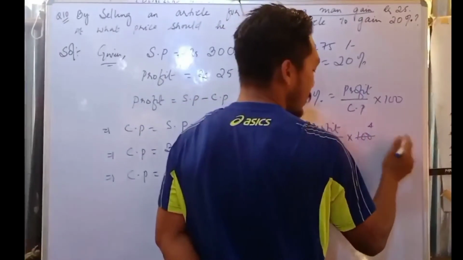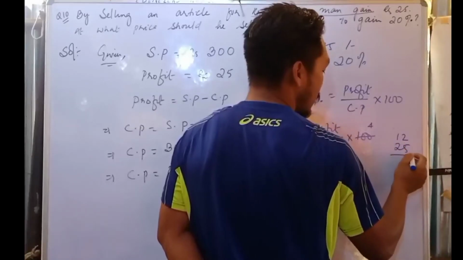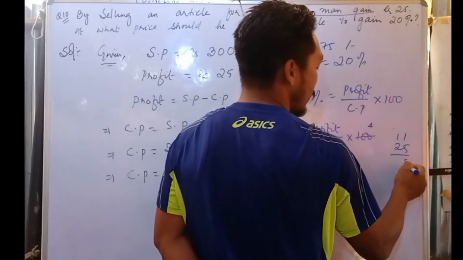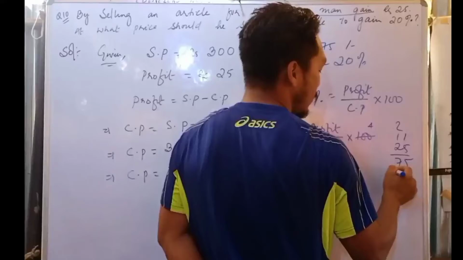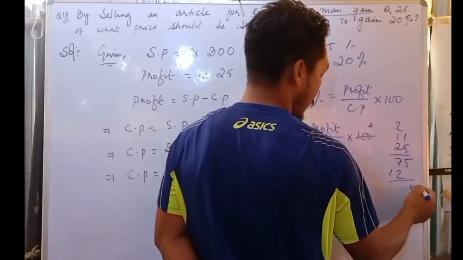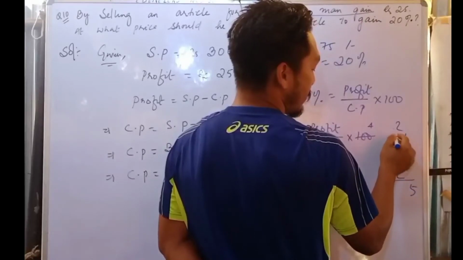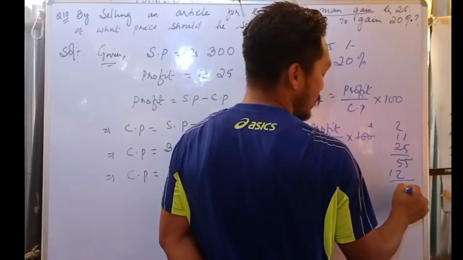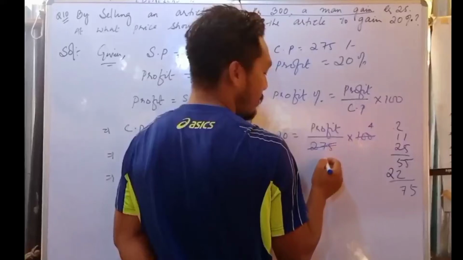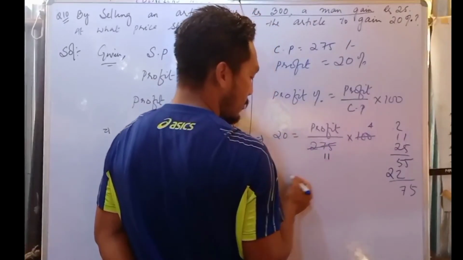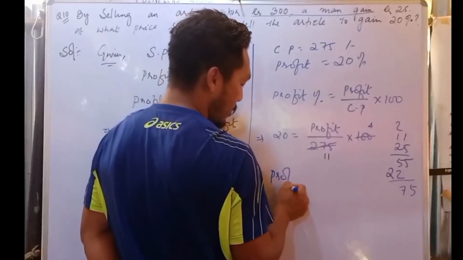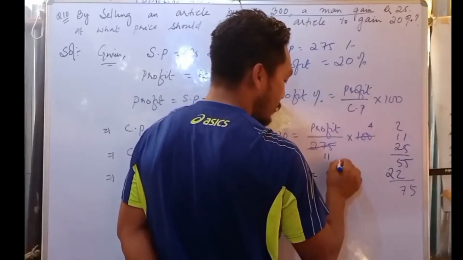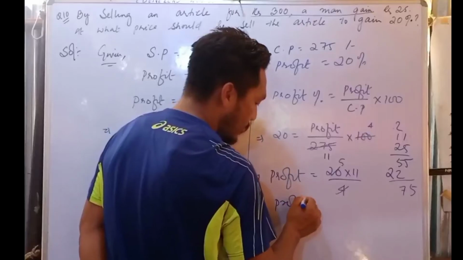Calculating this, 25 times 11 is 275. So we can write the profit as 20 into 11 divided by 4. Since 4 fives are 20, the profit will be equal to 55.